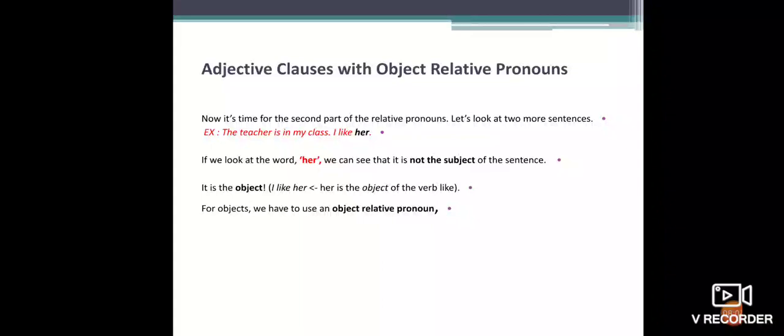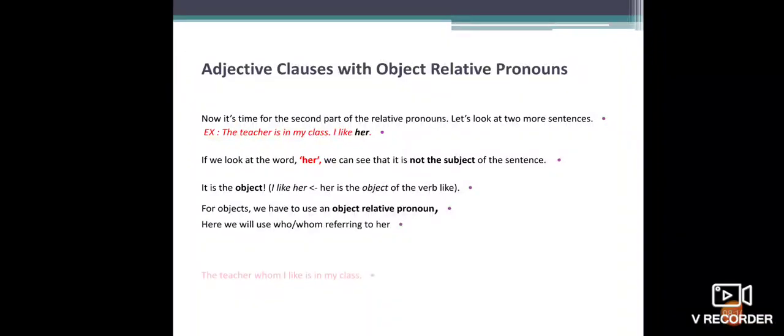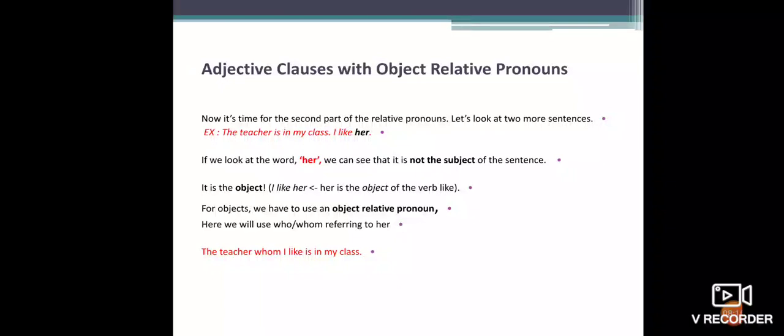For objects, we can use an object relative pronoun like whom, for example. Okay? We can also use who to refer to her. So, the adjective clause here will be the teacher whom I like is in my class. I also can say the teacher who I like is in my class.